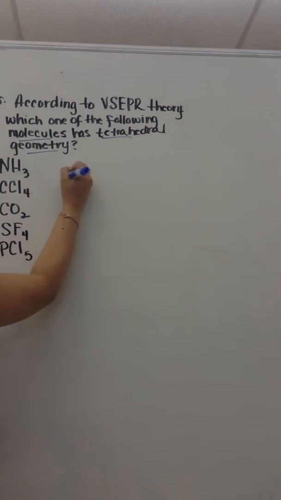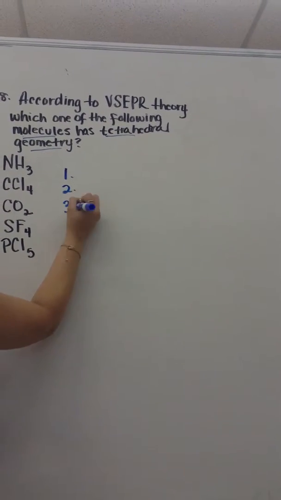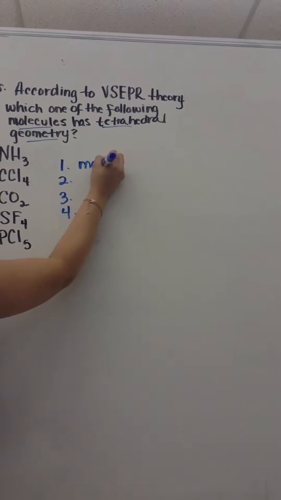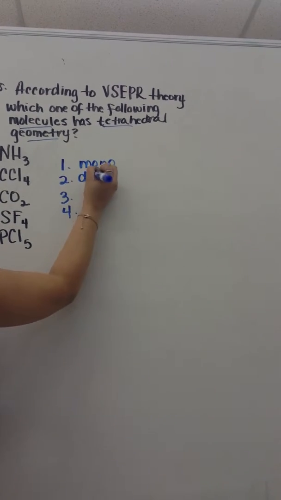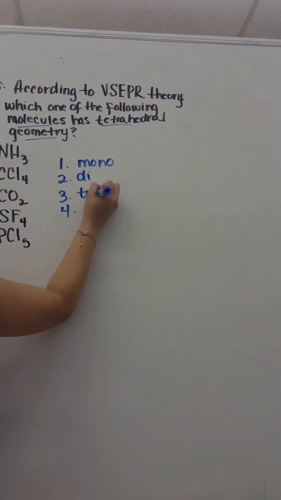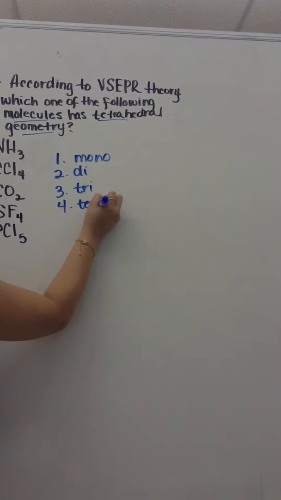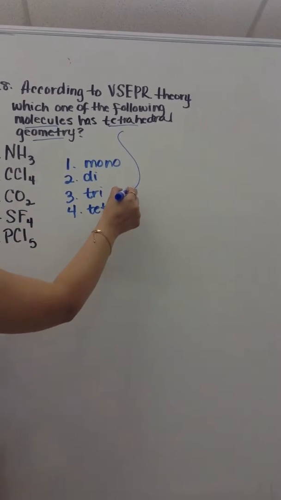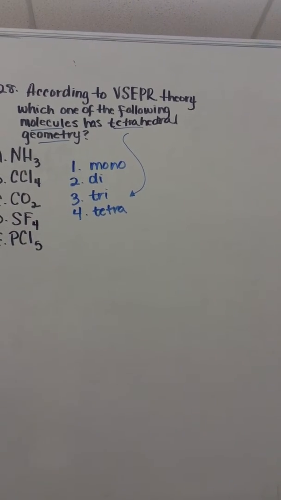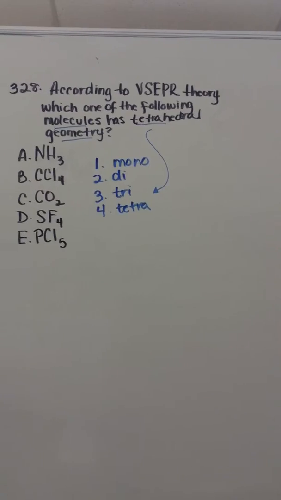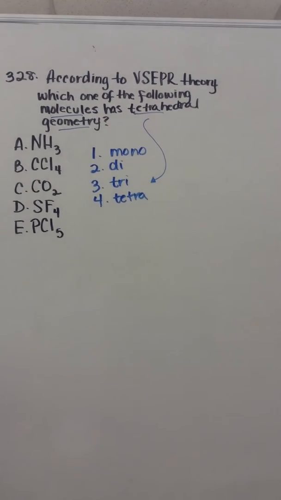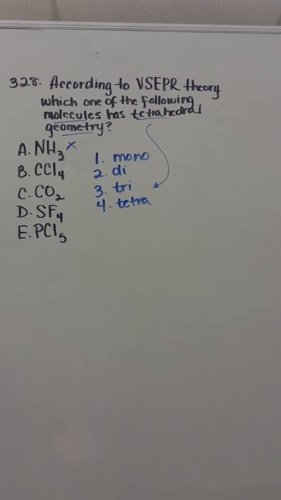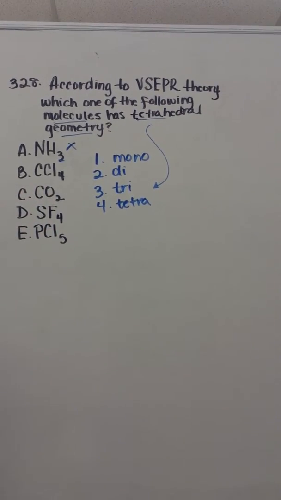So we begin with the prefix for 1 is mono, for 2 is di, for 3 it's tri, and for 4 it's tetra. So that's exactly what it's asking you for, which means it's something that has 4 in it. If you look over to your answers, you can tell that A has 3, so this is wrong. You go to B, you see that it has 4, so we can leave it there.